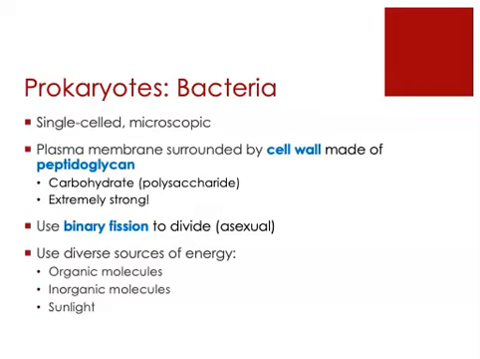The bacteria divide using a process called binary fission. Binary fission is a form of asexual reproduction. The parent cell, the parent bacterial cell, goes through binary fission and divides to create 2, what we call daughter cells. Those daughter cells are essentially clones of the parent cell. They have the exact same DNA as the parent cell has.